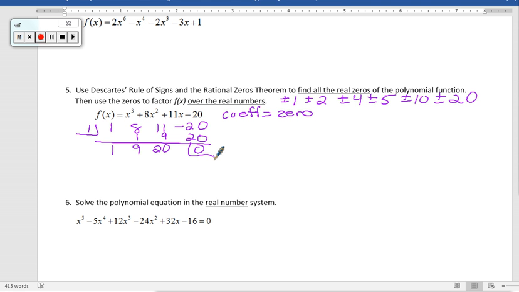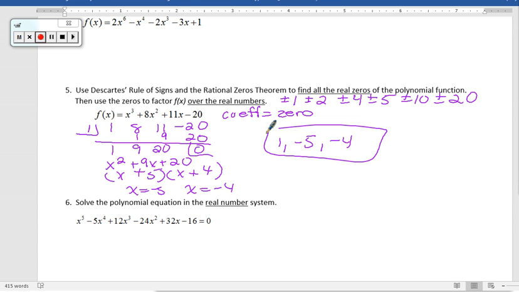They're asking me to find all the real zeros. Since this was a cubic and now I'm at a quadratic, I could see if I can factor this or use the quadratic formula. Since we started with x cubed, this is going to become x squared plus 9x plus 20. It is factorable. The other zeros here are going to be x equals negative 5, x equals negative 4. So all the solutions are 1, negative 5, negative 4.